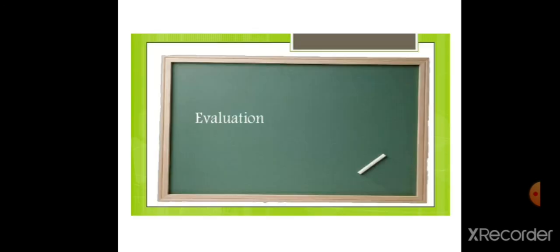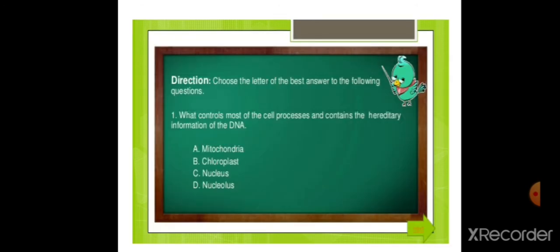Let us have a quick evaluation to check if the objectives of today's class are covered or not. So the first question, you need to choose the correct answer. What controls most of the cell processes and contains the hereditary information of the DNA? That is nothing but the genetic material. So which organelle contains the heredity or the genetic material? Yes, right. Answer is option C, that is the nucleus.